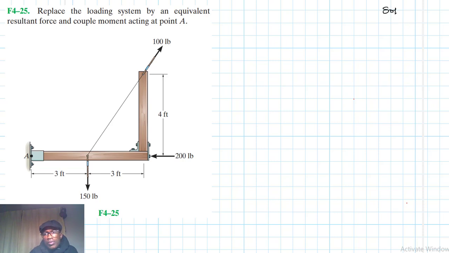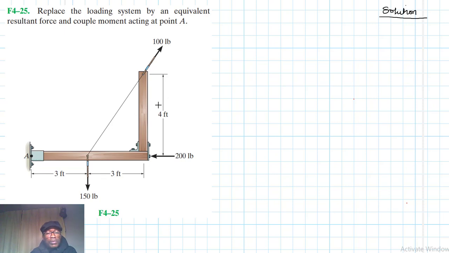The problem reads: replace the loading system by an equivalent resultant force and couple moment acting at point A. This problem is coming from the Engineering Mechanics Statics textbook, 13th edition, by R.C. Hibbeler. So we have been asked to replace the loading system by an equivalent resultant force and a couple moment acting at point A. So our reference point is A.